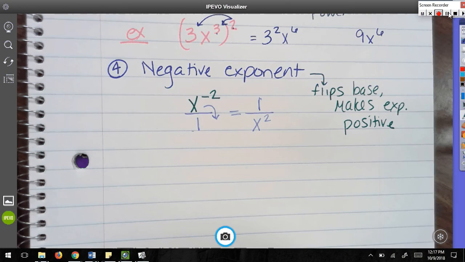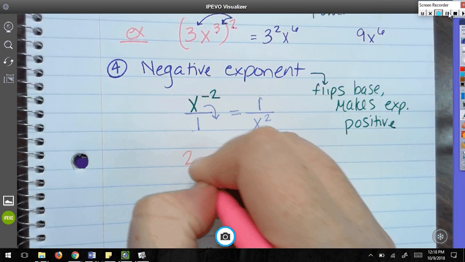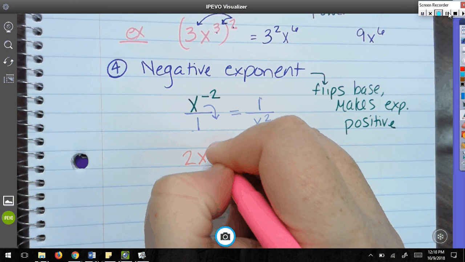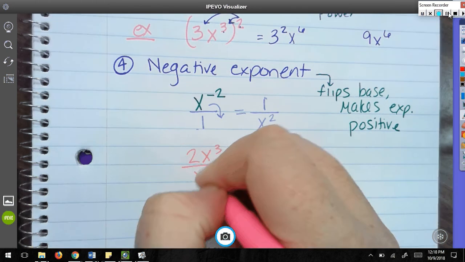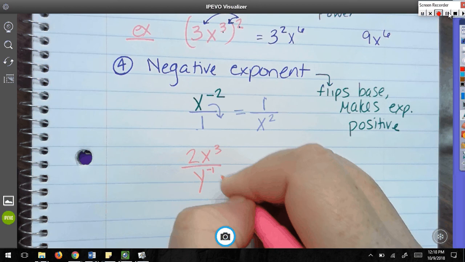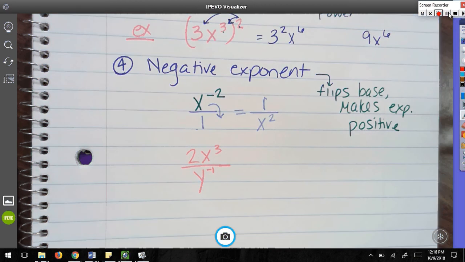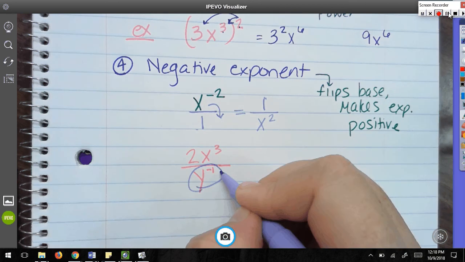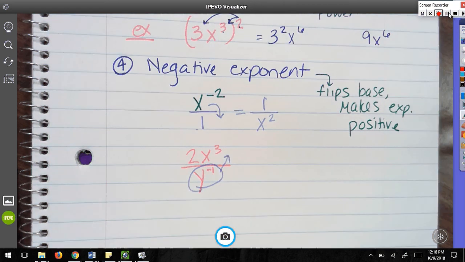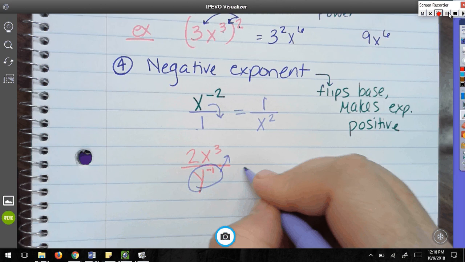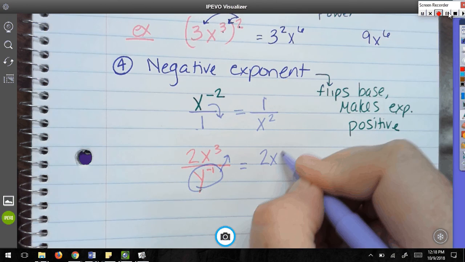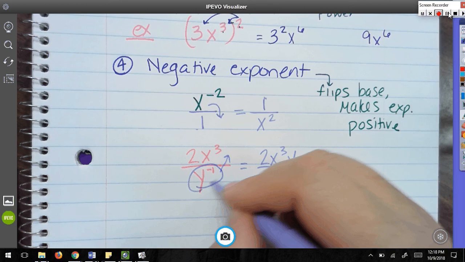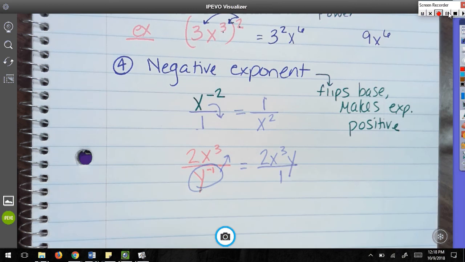Okay, let me show you another example. Let's say I have 2x to the third over y to the negative 1. Okay, the y is the one this time, just this piece is going to move up to the top, because it's the negative piece. So I get 2x to the third y, and then there's nothing left on the bottom because that piece moved up, so it's just over 1.